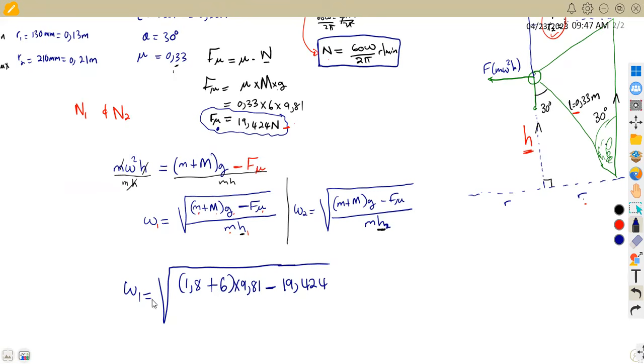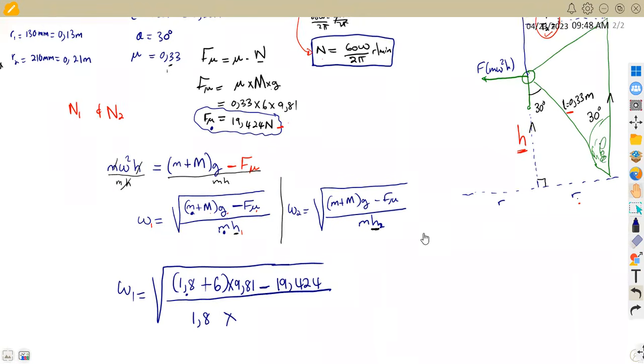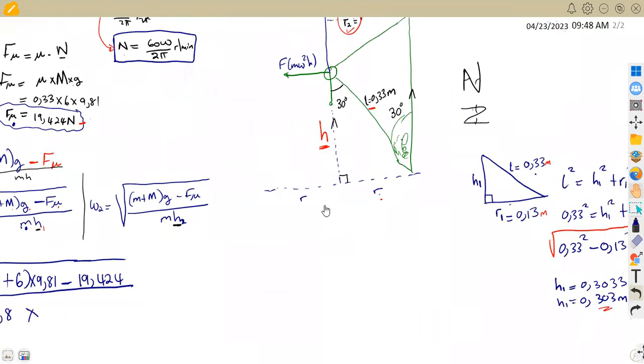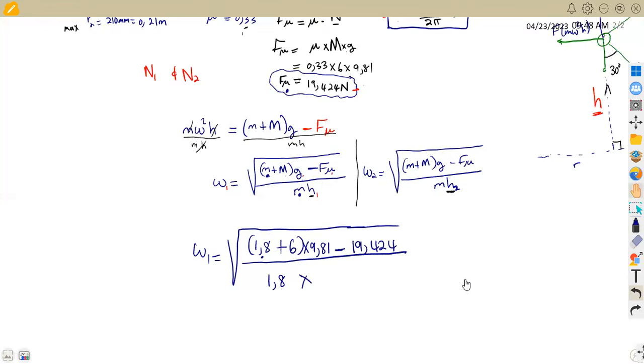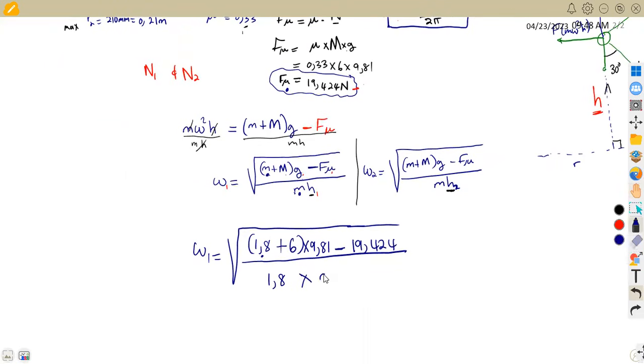So to calculate omega-1, we subtract, and everything is over the mass of the rotating balls, which is the 1.8 that we got, times H1. For H1, we are using the height that we calculated here, 0.303. So this is your omega-1, which is measured in rad per second. Remember, omega speed is in rad per second.